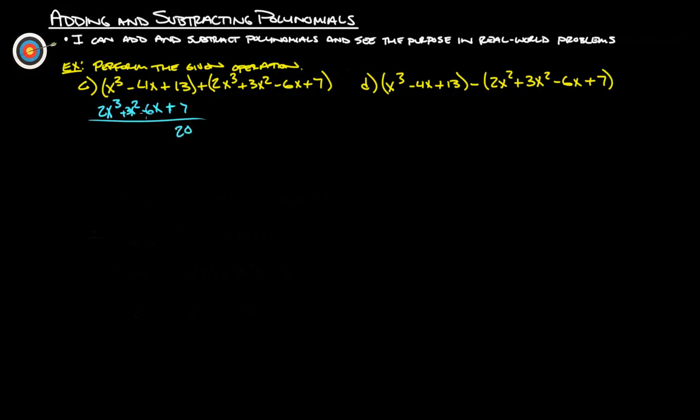7 plus 13 is 20. Negative 6x and negative 4x is negative 10x. There's nothing to add the 3x squared to, so I'm going to put 3x squared here. And then x cubed, there's one of those, plus 2x cubed is 3x cubed. And since this is positive, we're going to want to put a positive there. And that is simply adding those two together.